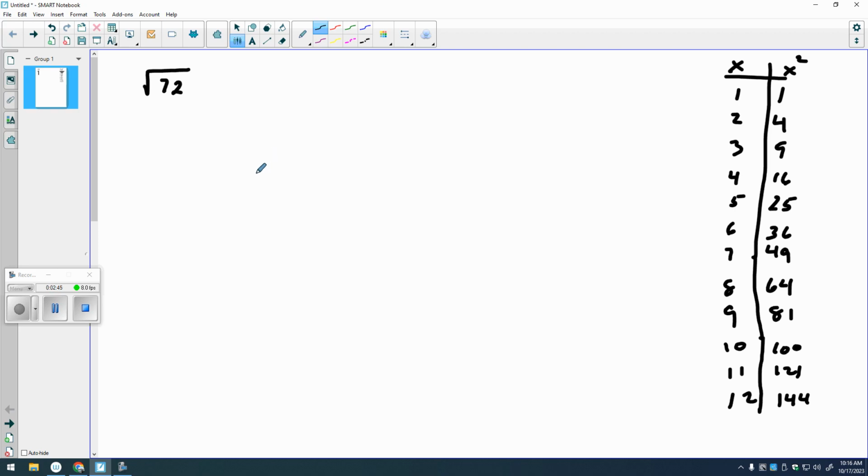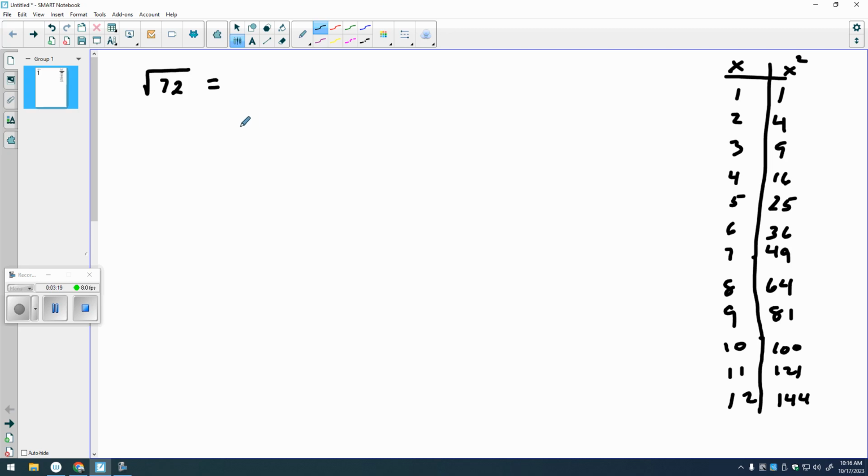Okay, simplifying a radical. My first question is, is this a perfect square? Meaning, if you took the square root of this number, 72, will you get a nice, neat whole number? So I look over here at my chart, and no. 72 is somewhere between 64 and 81, so the square root is somewhere between 8 and 9. It's not a perfect square. So, second question. Is there a perfect square that evenly divides into 72?